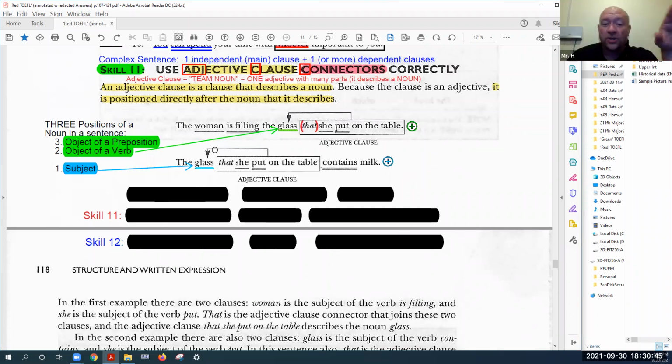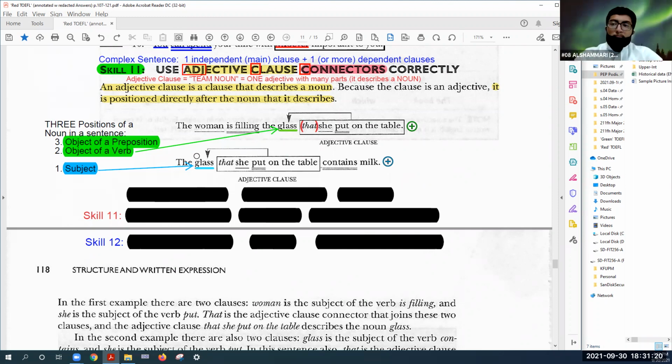So now we want to match the first subject to a verb. Can you match a verb? I want to match the subject, glass, with a verb. Anybody? What do you think? Contains. The glass contains milk.